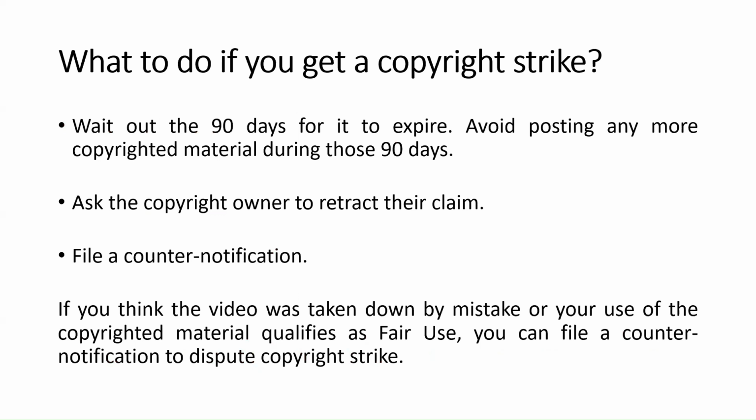So what to do if you get a copyright strike? There are 3 options that you can follow. Firstly, you have to wait for 90 days for the copyright strike to expire. That doesn't mean that you can't post any content, but you have to avoid using any copyrighted material during those 90 days in order to avoid a second and a third strike. And also you can ask the copyright owner to retract their claim. If the copyright owner agrees to retract their claim, your copyright strike will also be retracted.